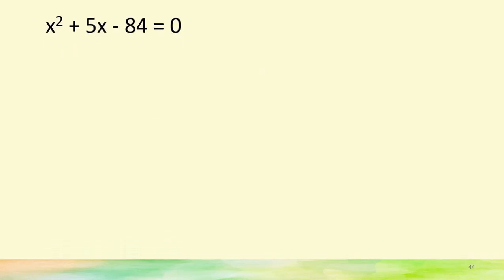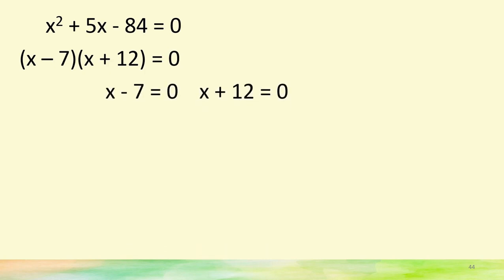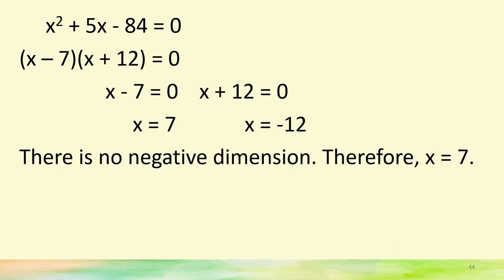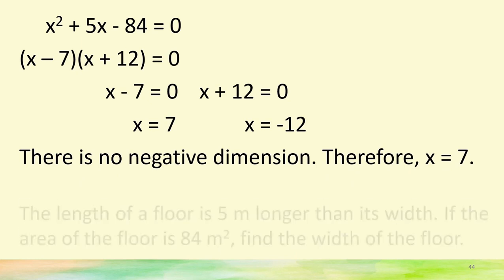Now, the factors of negative 84 that when you add give 5. We have negative 7 and 12. So the factors, we have the quantity of x minus 7 times the quantity of x plus 12 equals 0. We have x minus 7 equals 0, x plus 12 equals 0. Solve for x. So the values of x, we have 7 and negative 12. There is no negative dimension, therefore x equals 7.